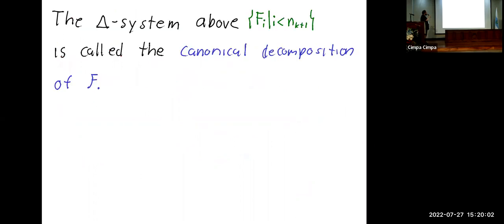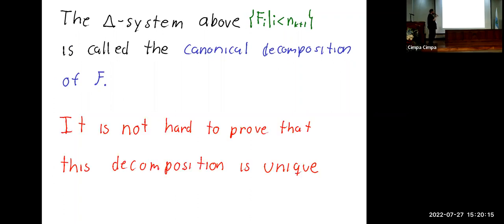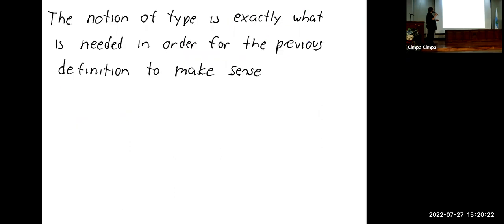Of course, I'm saying that all of the elements in F_{k+1} look like this, but by no means am I saying that all of these types of things are in F_{k+1}, just some. And the delta system mentioned above is called the canonical decomposition of it. It is not hard to prove that this decomposition is unique. And the notion of type is exactly what we need in order for all of this to make sense.